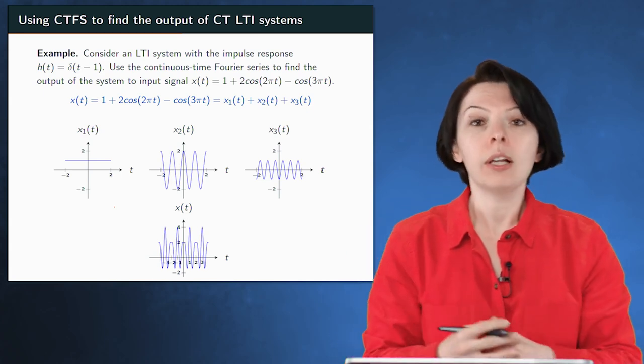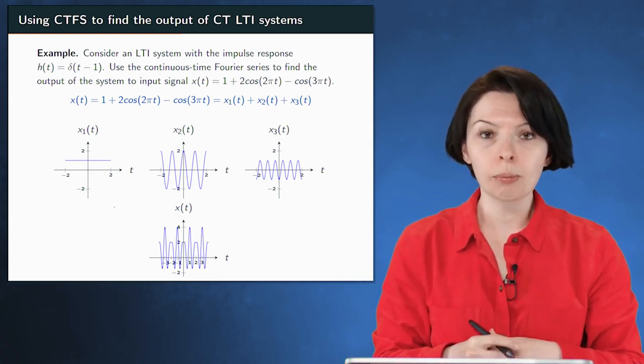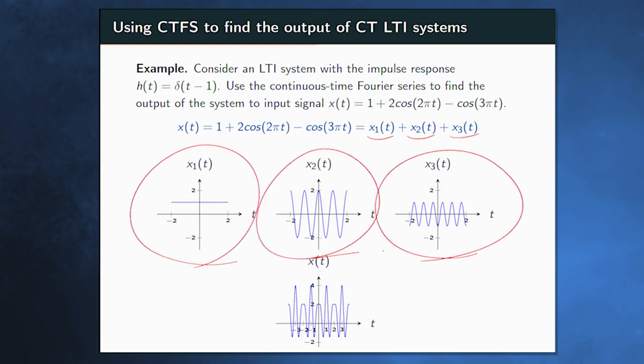All right, so now let's apply all of these steps to find the output of the system to this input signal. So I wrote x of t as a summation of x1 plus x2 plus x3, and I drew them to show you the frequency of each one of them. They're simple signals, cosine functions. The first one is DC, the second one is cosine 2 pi t, and the third one is cosine of 3 pi t. And the fourth one is x of t.